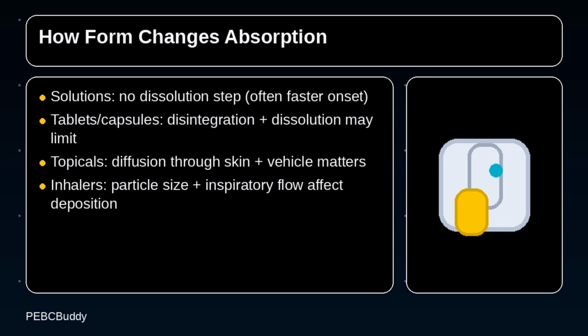Solutions often skip dissolution, so onset can be faster. Tablets and capsules require disintegration and dissolution first. Topicals depend on diffusion and vehicle choice. Inhalers depend on particle size and inspiratory flow affecting deposition.